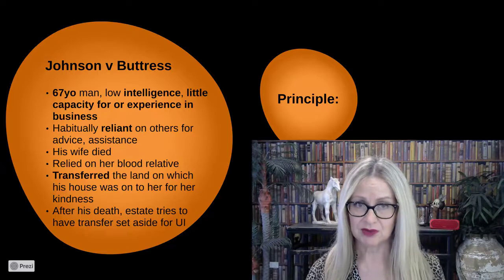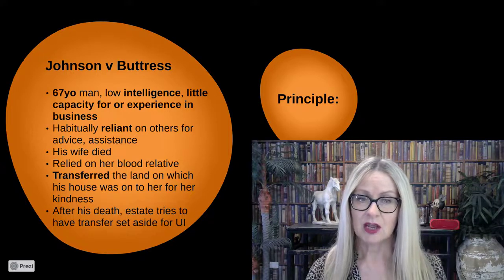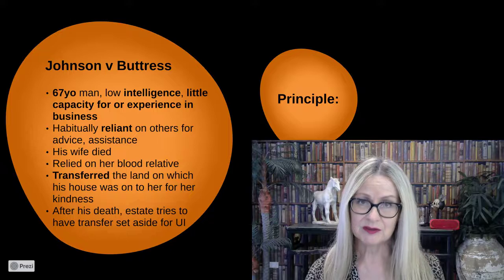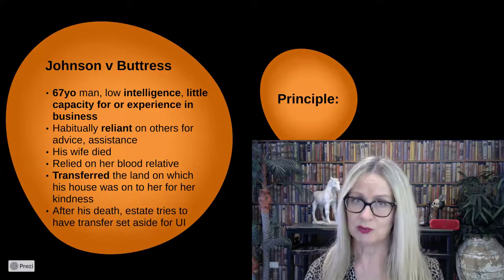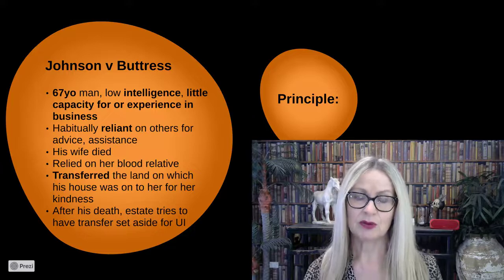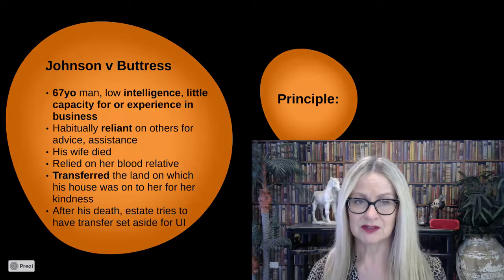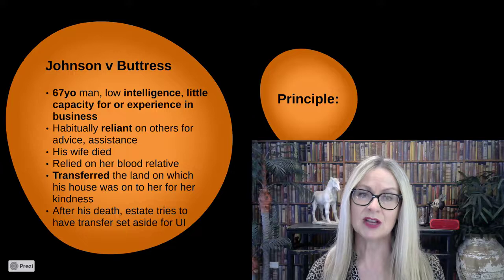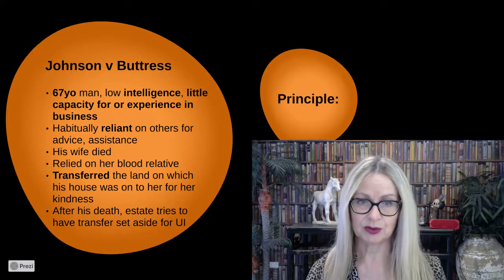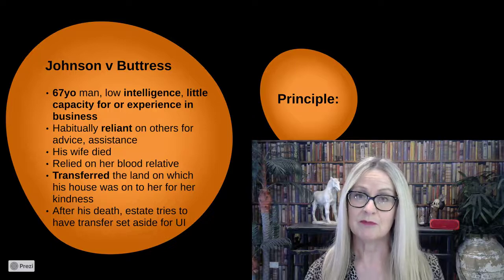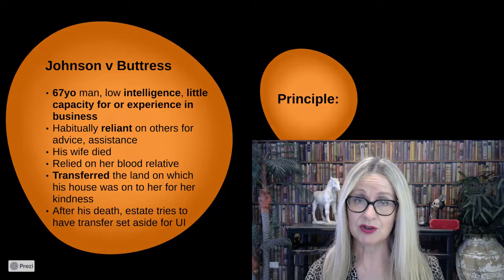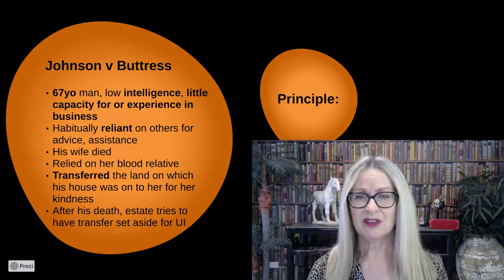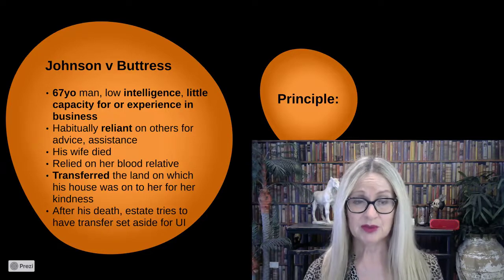Unfortunately, his wife died, and so what happened was he developed this relationship of trust and confidence with one of her blood relatives, relied on her for most things, and after some years decided to transfer the land on which his house stood, because she'd been so kind to him, particularly after his wife had died. And at this point you're thinking, well, that sounds fair enough, possibly.